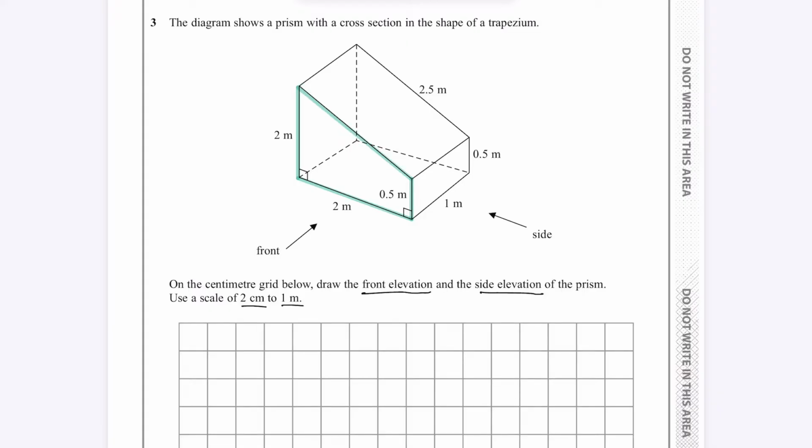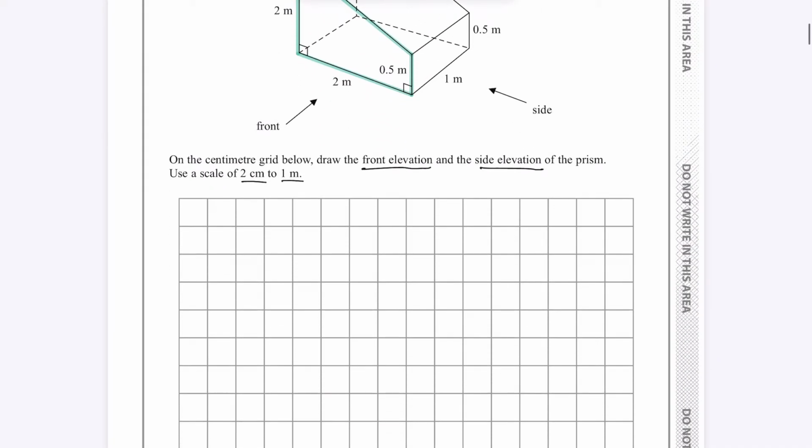We'll first start by drawing that. If I pick a point to the left, like that one there, I know it goes 2 meters across, but using the scale, I times the meters by 2 to get it to centimeters. So 2 meters will be 4 centimeters. So that'll be 4 across. And now if I look up, it's half a meter up, which will be 1 centimeter that way.